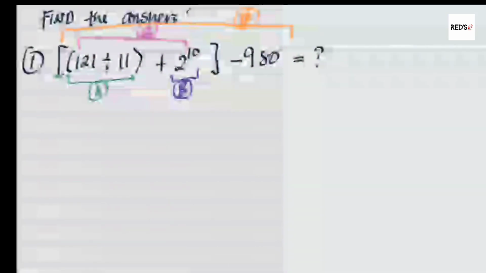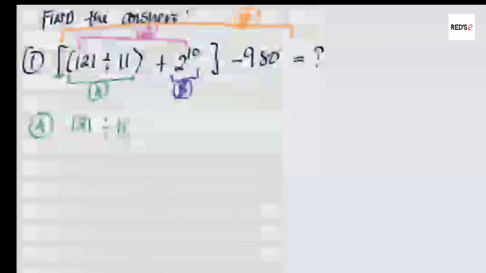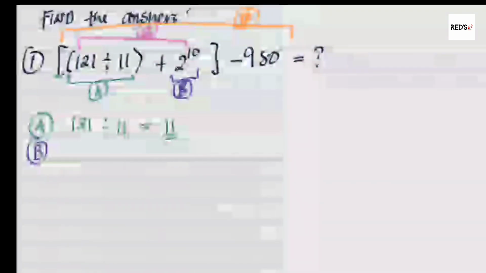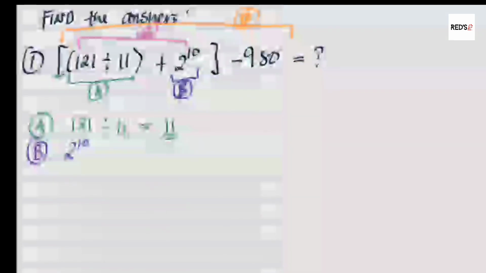Okay, so next, let's have first step A. We have 121 divided by 11. That should give you the answer 11. Okay, so you have 11. Now the next one is the violet. Step B, violet. B is 2 raised to 10. That should give you the answer 1024.